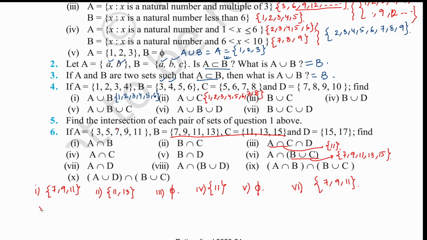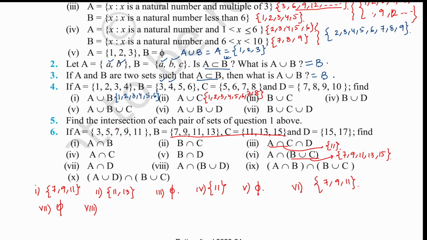Let's try and find the seventh one. Seventh, you have A intersection D, common elements between A and D. Obviously, no common elements, so you have 5. The eighth one is you have to take B union D first.